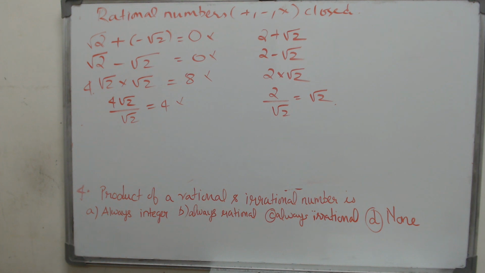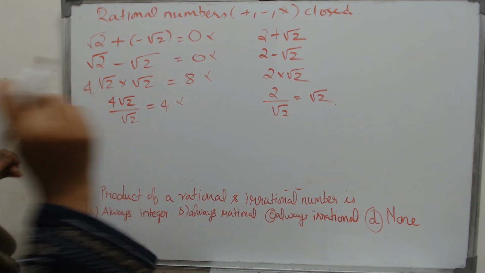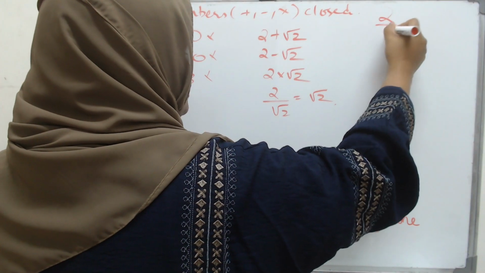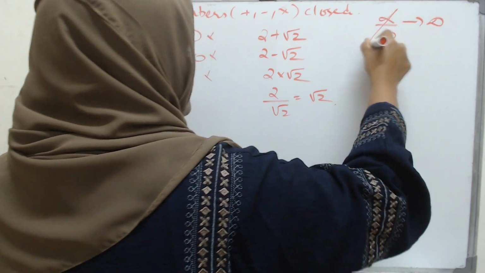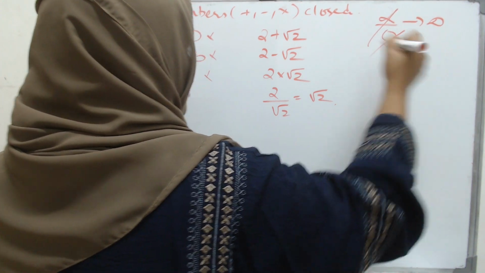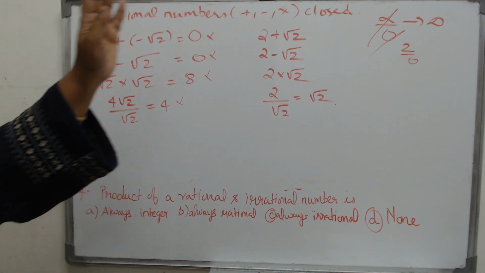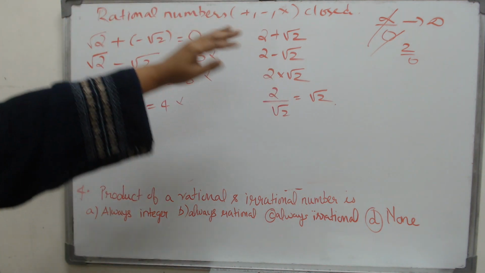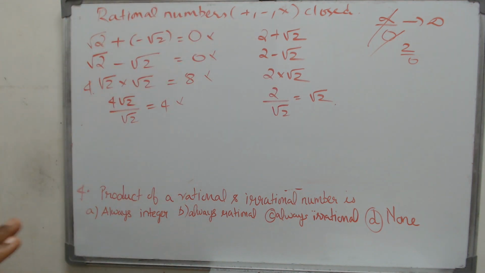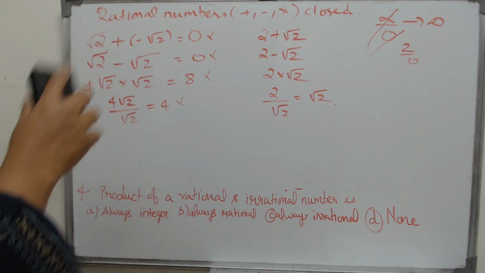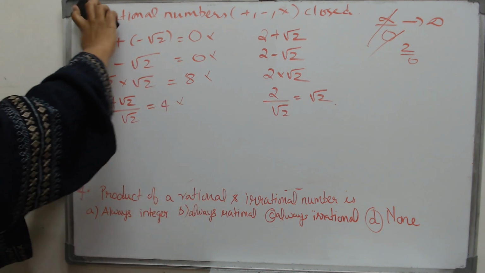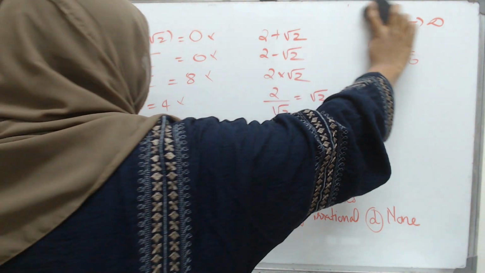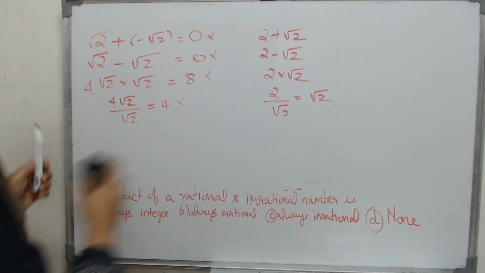Then what will it not be closed under? It will not be closed under division, because such a thing does not work. What if the denominator is 0? So except for division, if you have any two rational numbers, remember their sum, their difference, their product will all be rational numbers, or in other words it will be closed.